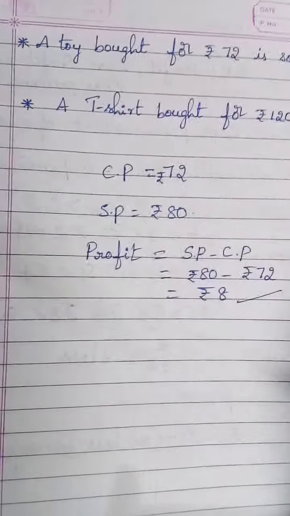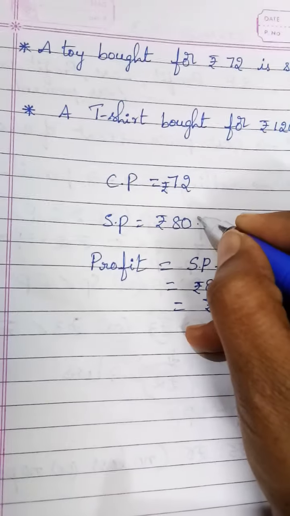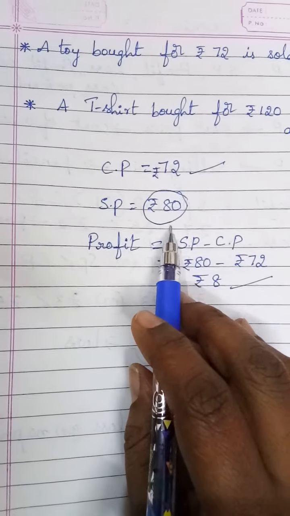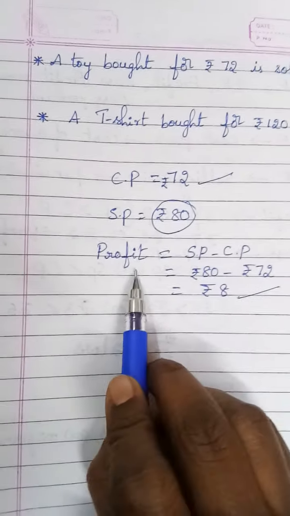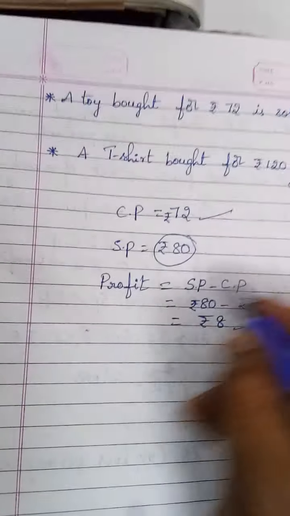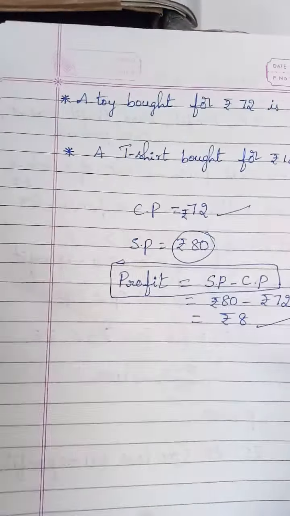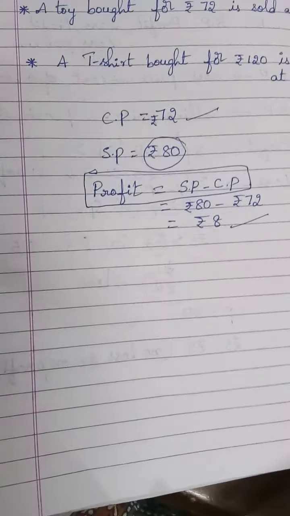Here you can clearly observe that selling price is greater than cost price. So SP minus CP is equal to profit. You should learn this one. Profit is equal to SP minus CP. This is like a formula, you should practice it, you have to learn it.